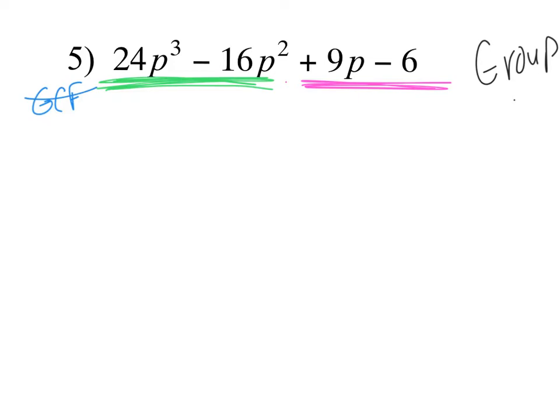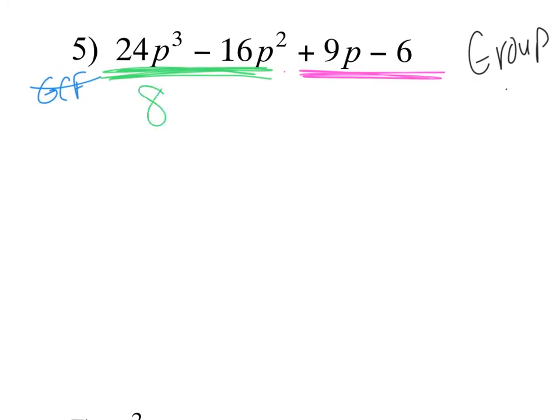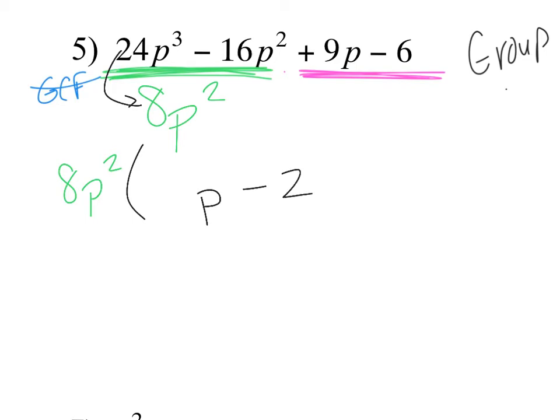So what am I going to factor out of the green group first of all? 8. Okay, anything else? You're right about the number. What else can I factor out? 8p squared. Exactly. So I'm going to factor out that 8p to the second. And what's that going to leave me with after I factor out that 8p to the second? 4p minus 2. 24 divided by 8. I agree with the p. I agree with the 2. Oh, 3. Yeah, exactly. All right, so 3p minus 2.